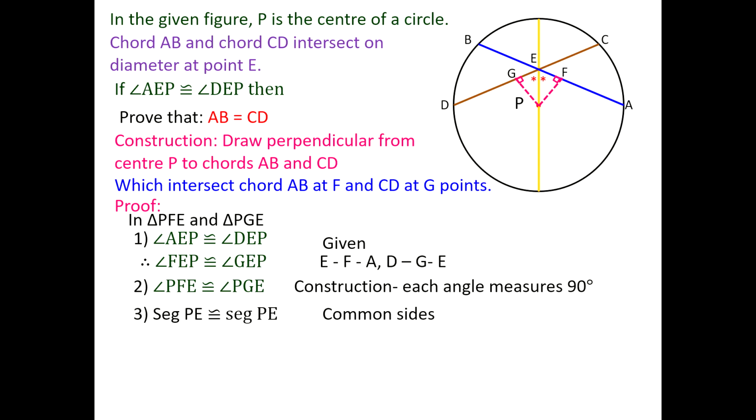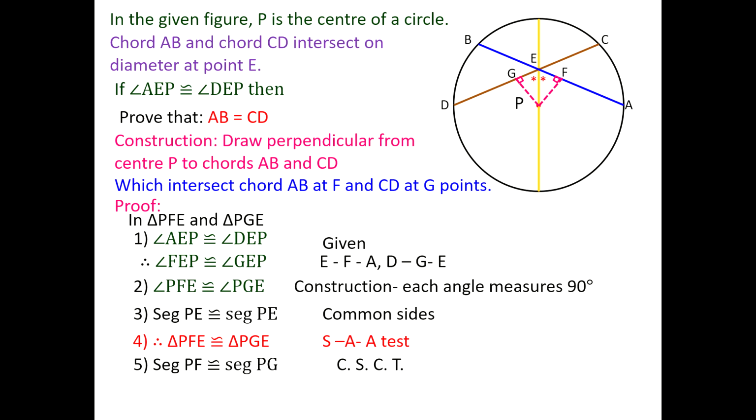Now we have got 3 points, we will get the triangles congruent. Triangle PFE congruent to triangle PGE by SAA test, or you can say AAS test also. So we have got the two triangles congruent. Once the two triangles are congruent, the remaining corresponding parts are also congruent. But we required GP and PF, so we got it here. Segment PF congruent to segment PG, corresponding sides of congruent triangle.